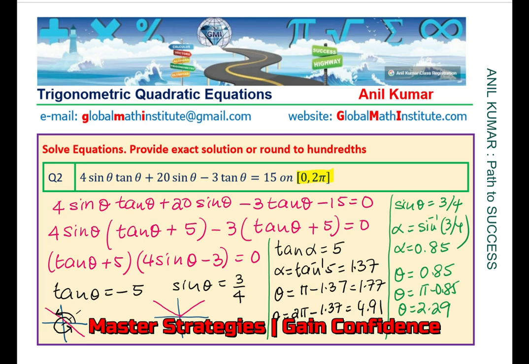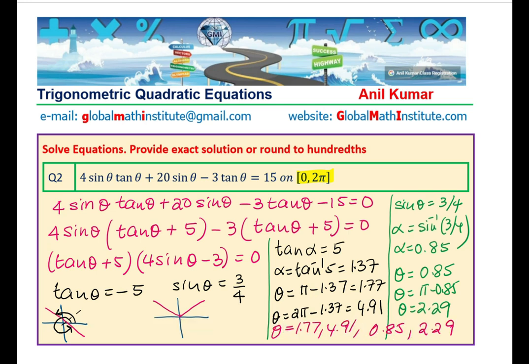So that is how we get the solution of this particular equation. We have four answers: theta is equal to 1.77, 4.91, 0.85, and 2.29. Make sense? So that is how we will be answering this particular question.